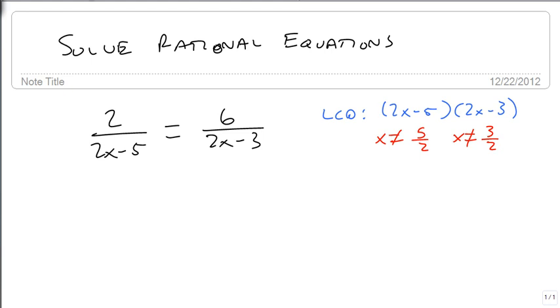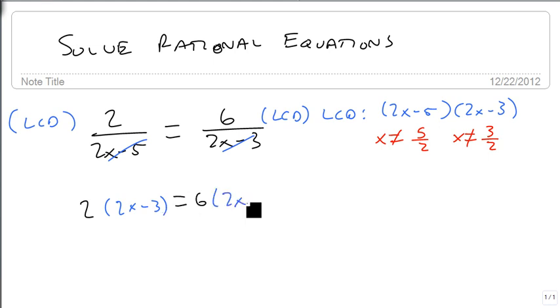Then we need to multiply both sides by the LCD. And we'll notice that that means that part of it's going to divide out. And so we're left with the 2 on top times the 2x minus 3 we're missing equals 6 times the 2x minus 5 that the right side is missing. We then distribute and get 4x minus 6 equals 12x minus 30.